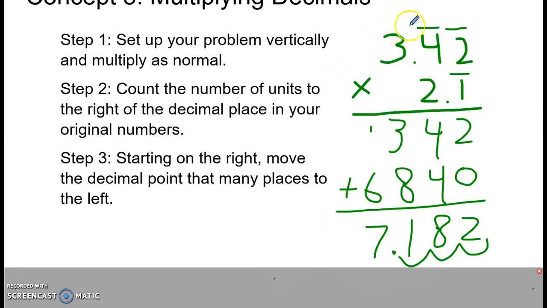And you can usually check that pretty easily. If I think about it, this is around 3, that's 3 and some more, and this is a little bit more than 2. 2 times 3 is 6, so a little bit more than 2 times a little bit more than 3 is probably going to be 7. So that answer makes sense. And that's it.